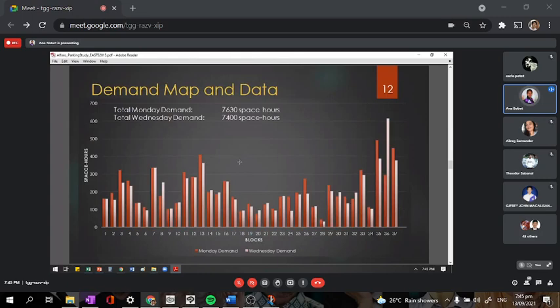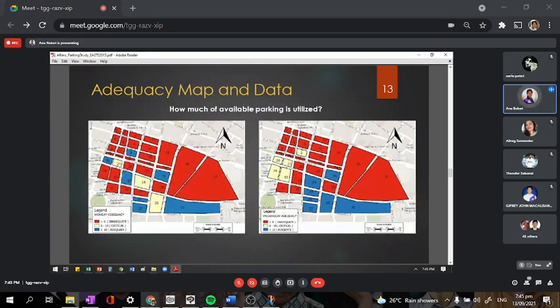So this is the demand from Monday and then Wednesday, so we can investigate. Total Monday demand is about 7,630, and Wednesday demand, more stable, is 7,400. Then we check which areas have available parking and which areas are inadequate or critical. Critical means many park in that area. This is colored yellow, blue is adequate parking area, and red means the parking area is lacking.